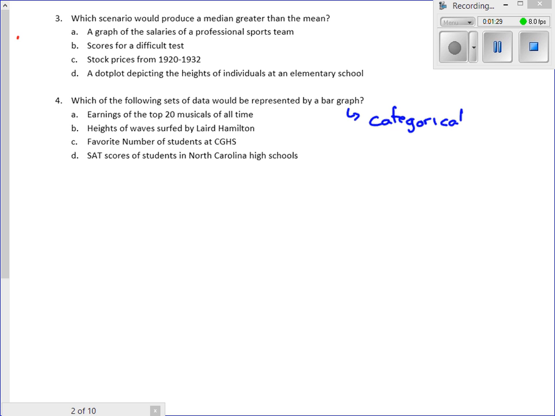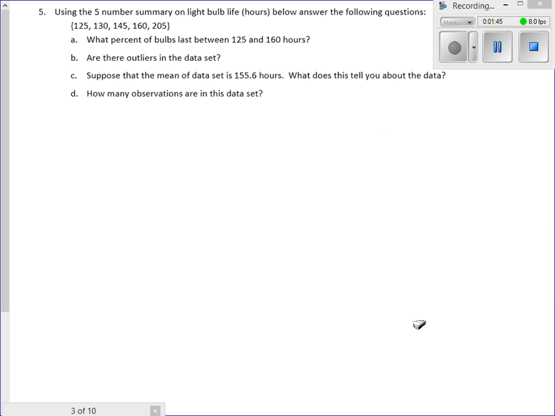And I can definitely see the argument for A. However, you can do average earnings, you can do average heights of waves, you can do average SAT scores, but the one that doesn't make any sense, that definitely puts you into a group, would be favorite number. So there's a group of students with this is a favorite number, a group of students with that is a favorite number.